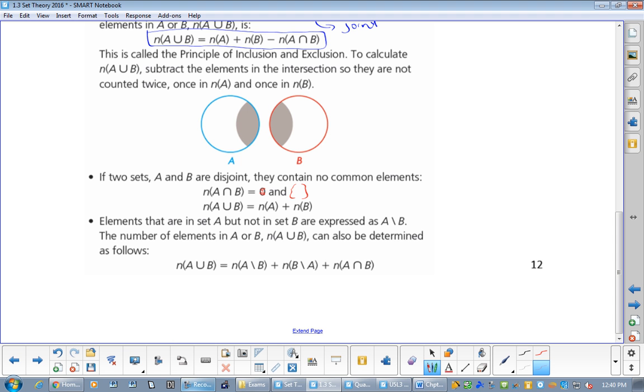Okay, and N of A or B would be N of A plus N of B.